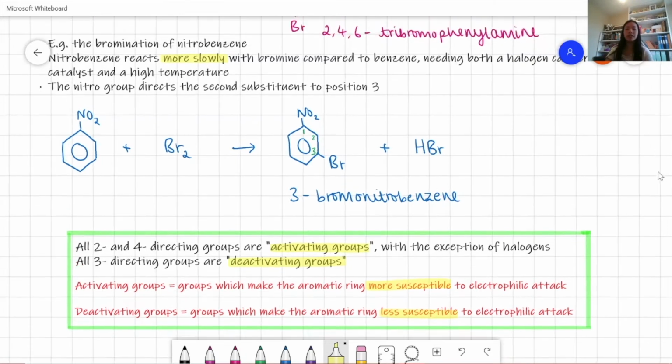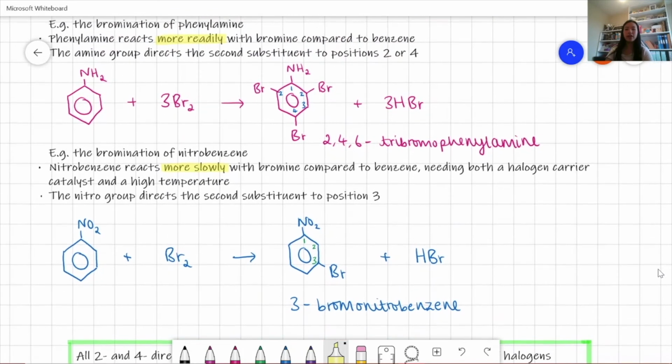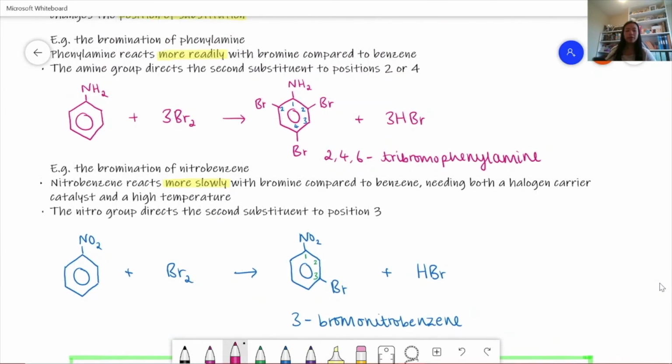So if we go back to our 2 examples, we can see that the amine group is an activating group. Firstly, because it directs the electrophile, the substitutions, to positions 2 or 4. And also because we get 3 substitutions instead of 1, the benzene ring must be a lot more susceptible to electrophilic attack.